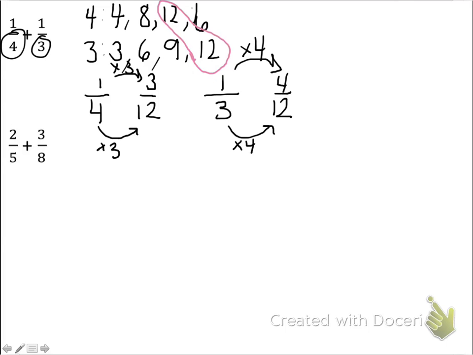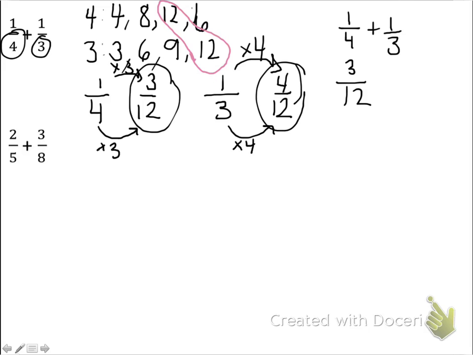So I'm going to rewrite my question, which was 1/4 plus 1/3, using my new fractions. So instead of writing 1/4, I'm going to write 3/12. And instead of writing 1/3, I'm going to write 4/12. And then you go, yippee, I know how to do this. This is what we've already done. We just add the numerators together. So we have 3 plus 4 all over 12. And that gives me 7 over 12.